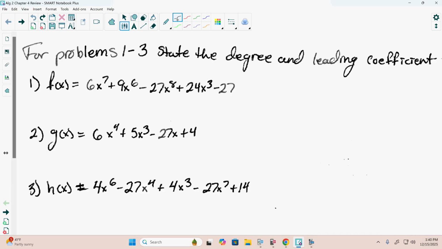So problems 1 through 3, we want to state the degree and leading coefficient. If we look at number 1, what would the degree be? Because the degree is the variable with the biggest exponent. So 8x to the 8, degree would be 8. Leading coefficient would be negative 27. The leading coefficient is the number in front of the variable with the biggest exponent. Since x to the 8 was our variable with the biggest exponent, negative 27 would be the leading coefficient.